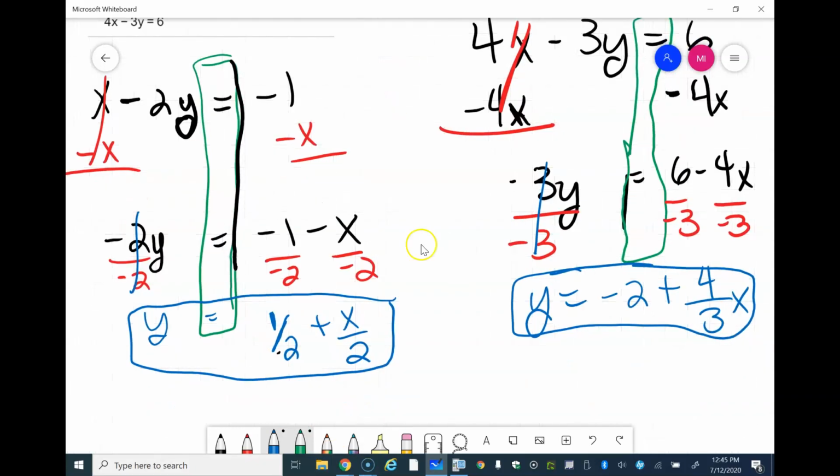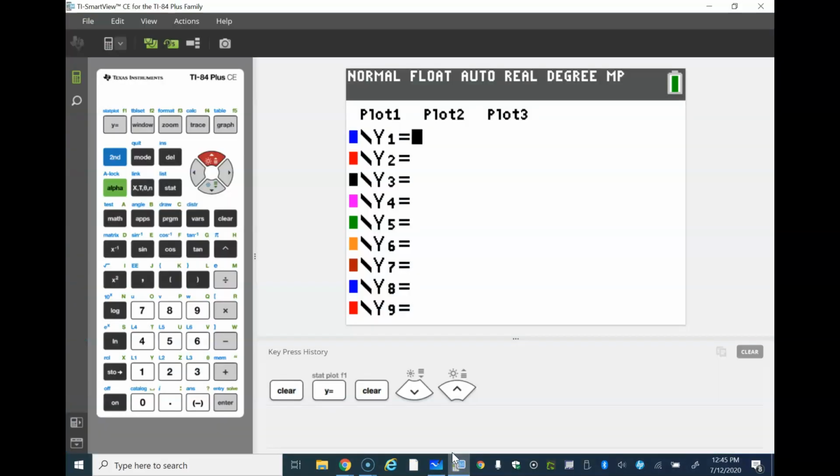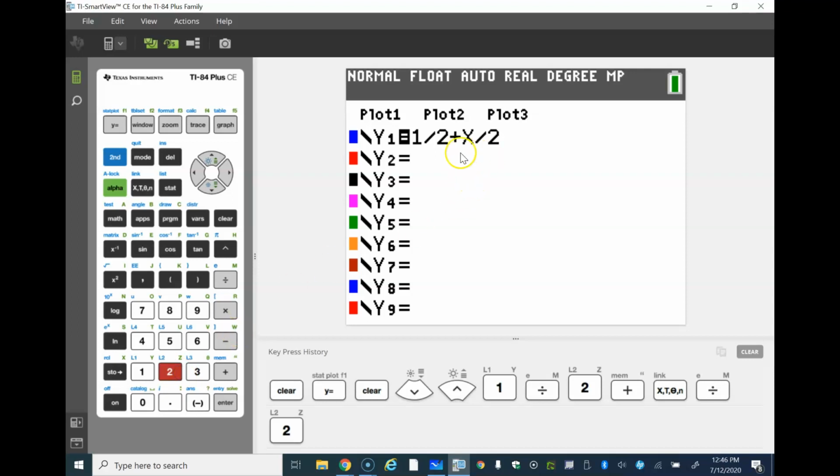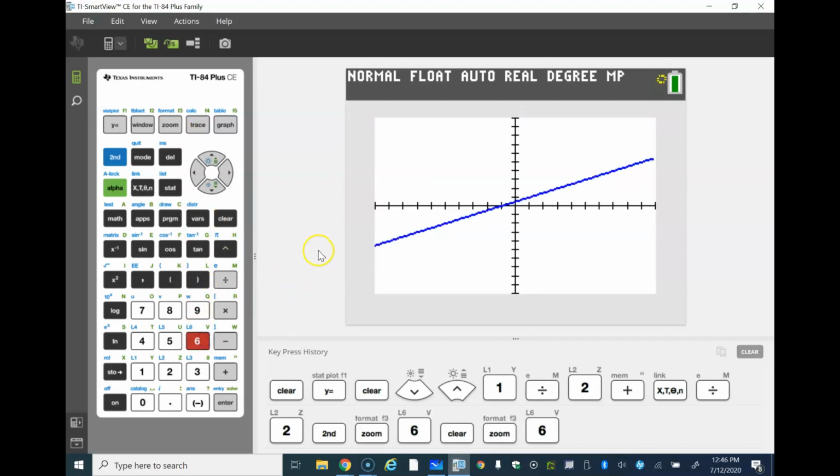So these are the two equations that we're going to put into the calculator to grab two ordered pairs. Let's move this off to the side and get our calculator. The first one is going to be 1/2 plus x divided by 2. We're going to do one at a time to get our ordered pairs. You can hit zoom and then 6 just to see what the graph looks like.